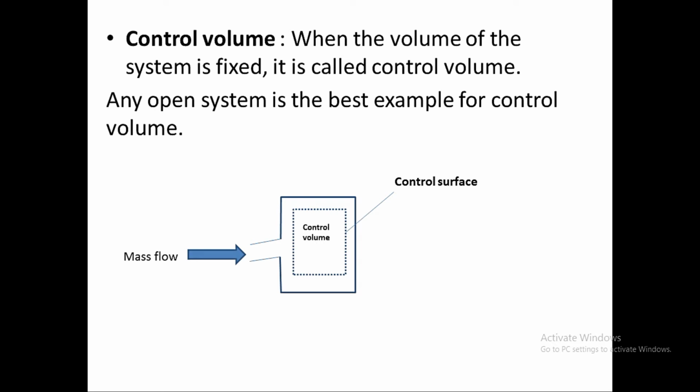So control volume. When the volume of the system is fixed, it is called control volume. An open system is the best example of control volume. Please check out this diagram where there is a mass flow and there is a system where the volume is controlled and there is also a surface. So the volume which we study for thermodynamic interactions is called control volume.